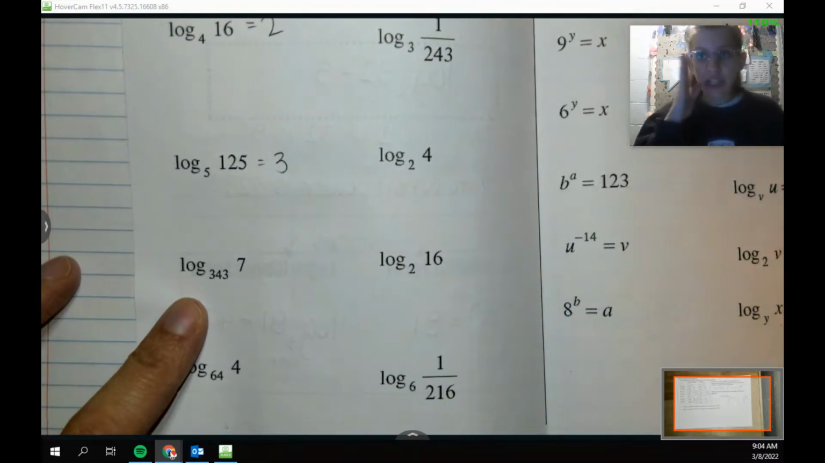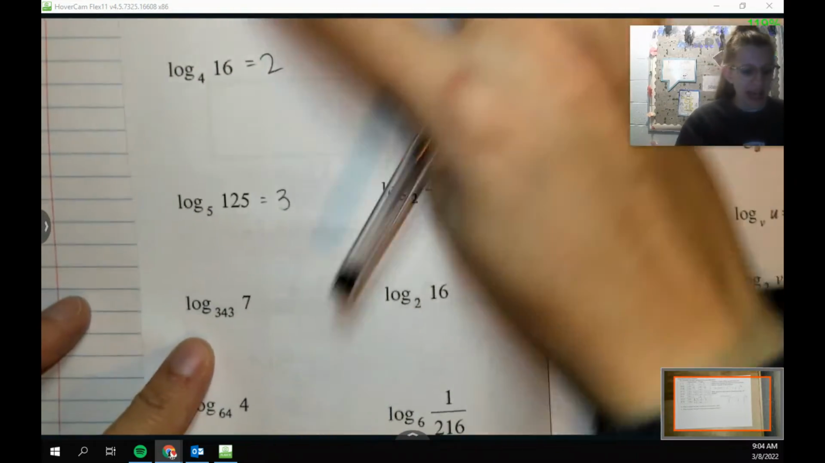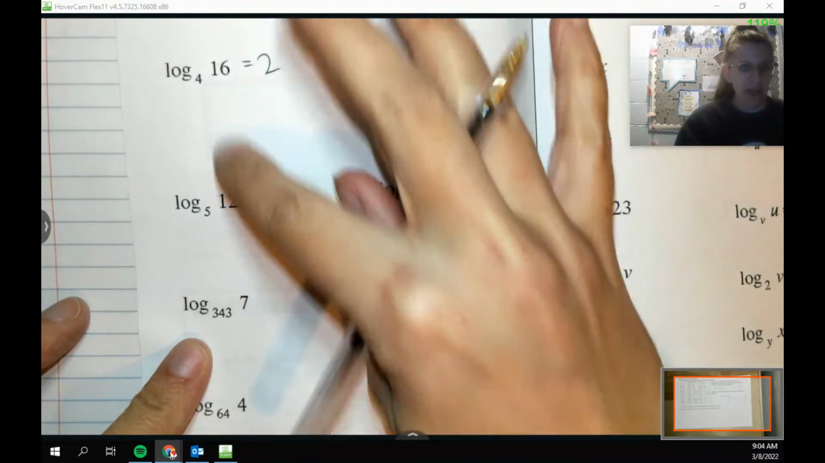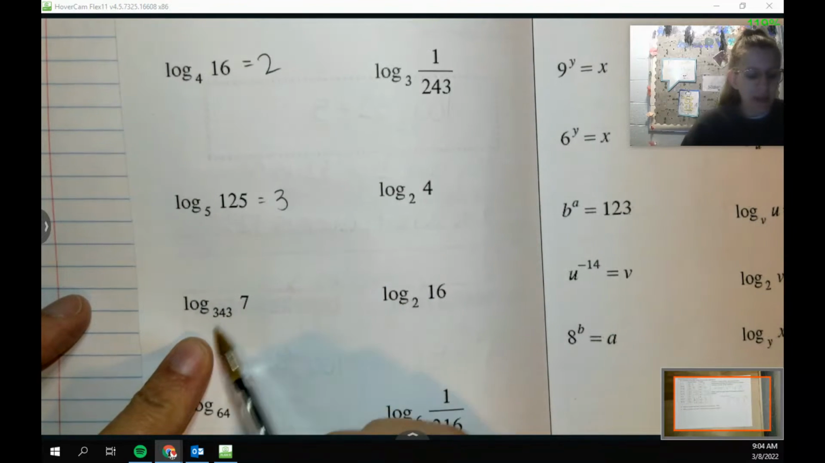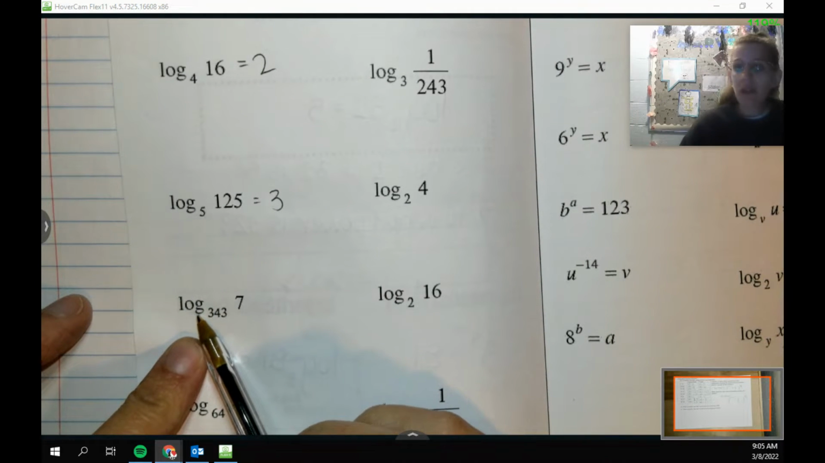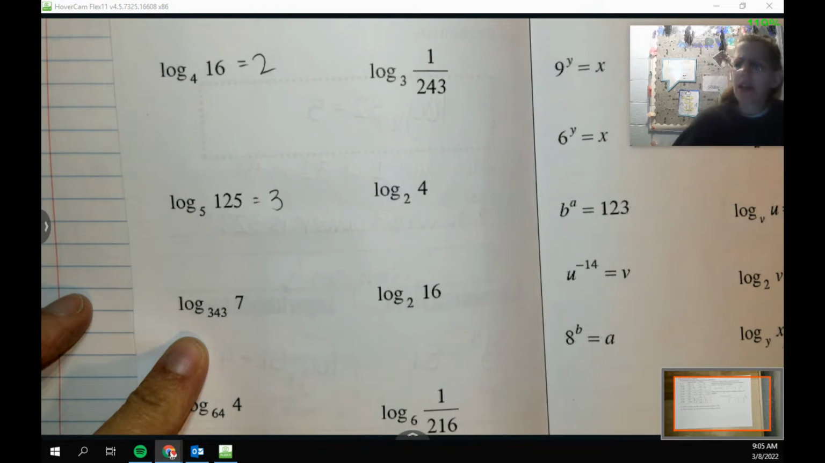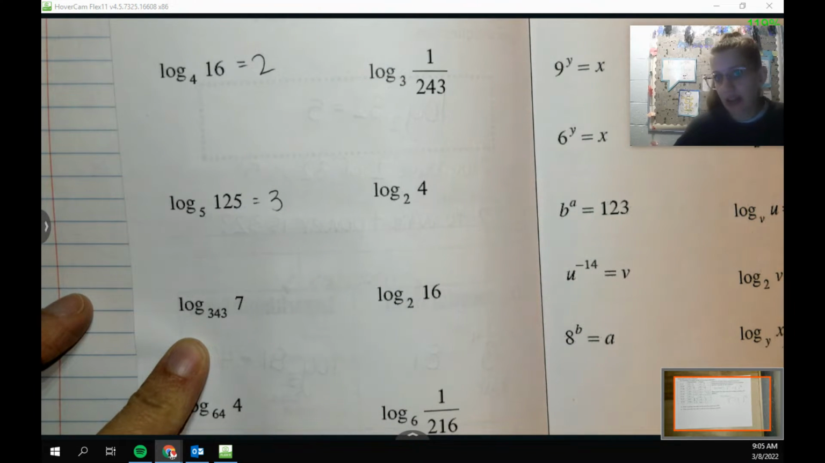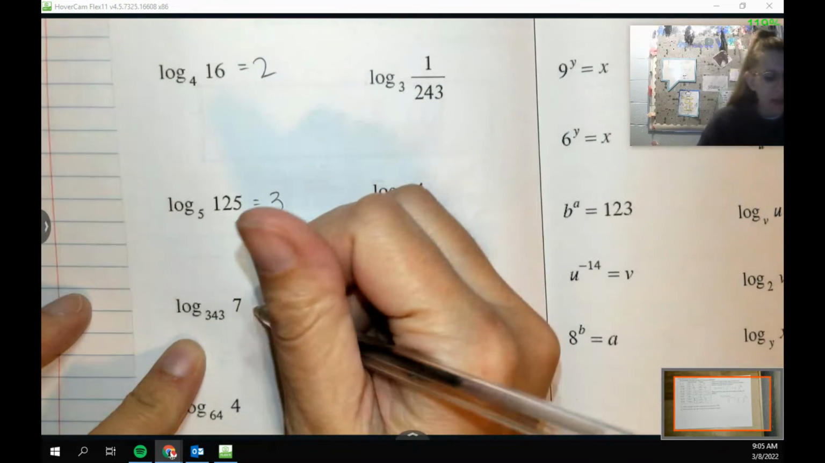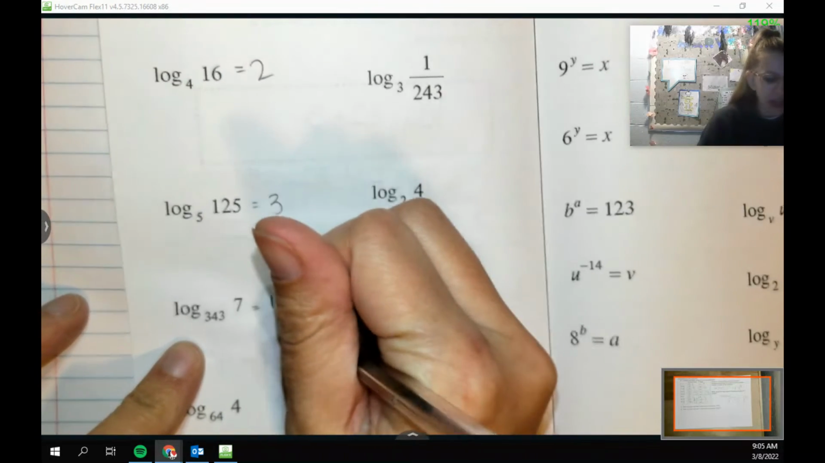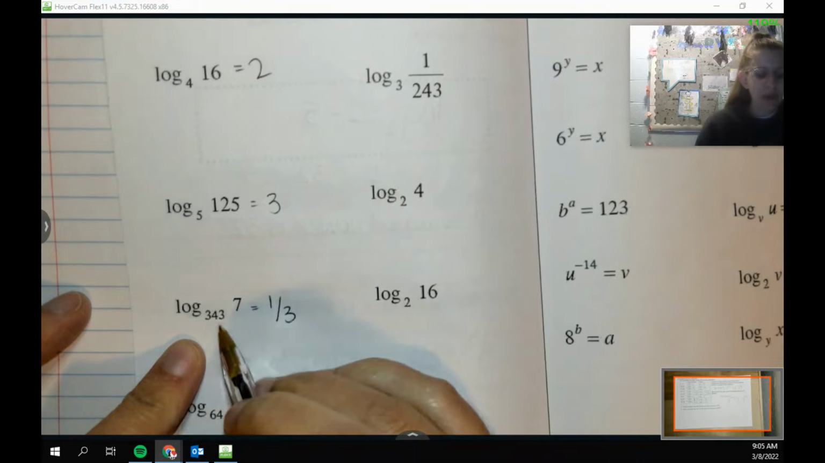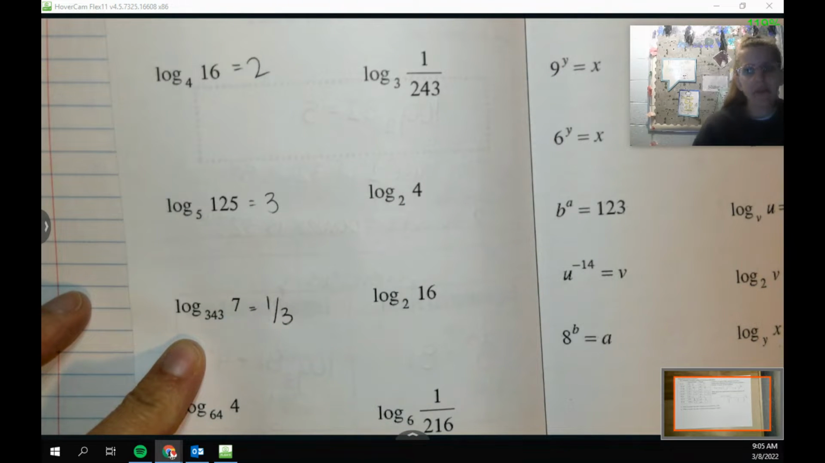Here's where it can get a little interesting. So all of these had small bases and big numbers. This is opposite. And so if I have log base 343 of 7, we're thinking 343 to what power is 7? If I have a big number getting smaller, that's like taking a root. And I think we want to take a cube root here. The cube root of 343 is 7.